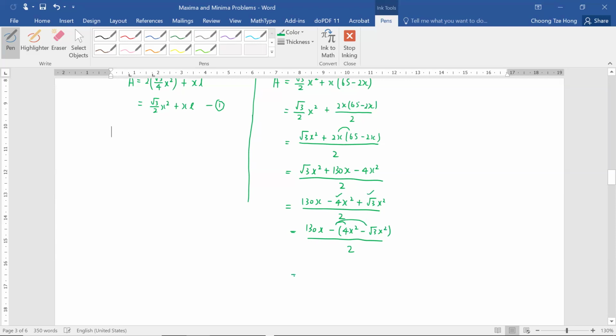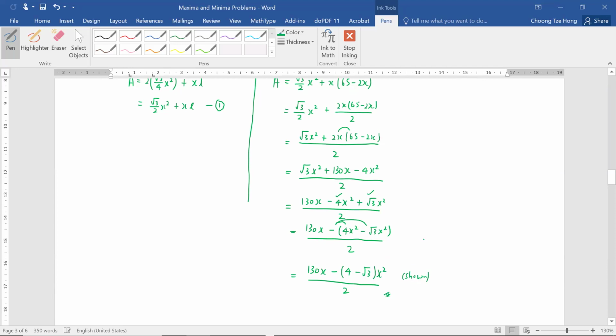Then let's factorize out the x squared from both of these and put it behind. So 4 minus root 3, and then put the x squared outside over 2. Okay, so we have shown it already.